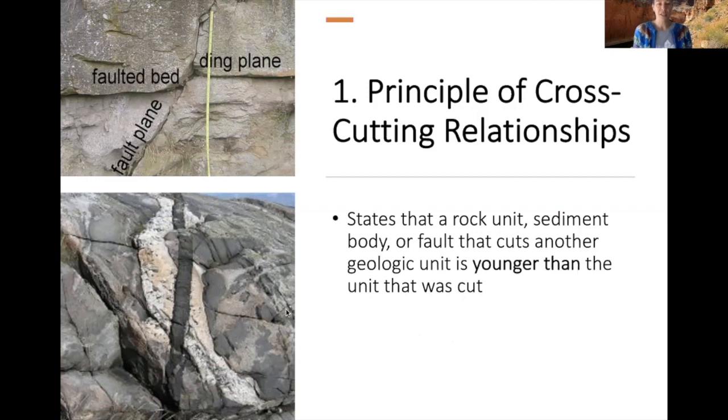The first unit is this mottled gray one. That mottled gray one is cut by both the white one and the black one, so it has to be the oldest. The white unit is cut by the black unit, so it must be the second oldest, and the youngest one is the black unit. So the order in this particular photograph is first the gray blob of rock formed, then it was intruded by the white rock, then it was intruded again by the black rock. And that's the principle of cross-cutting relationships.